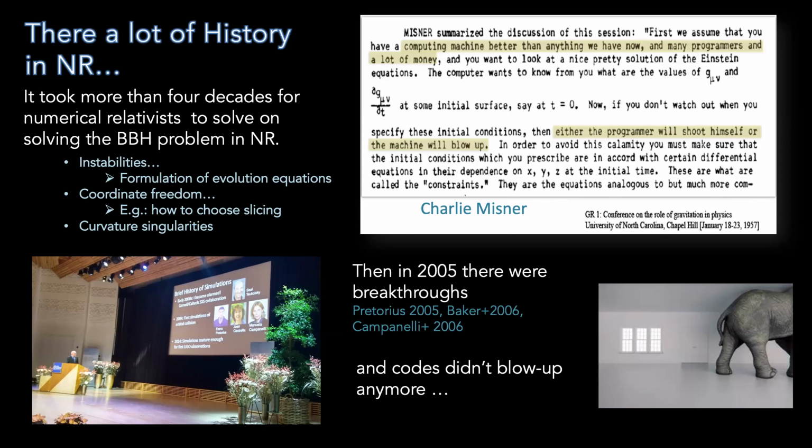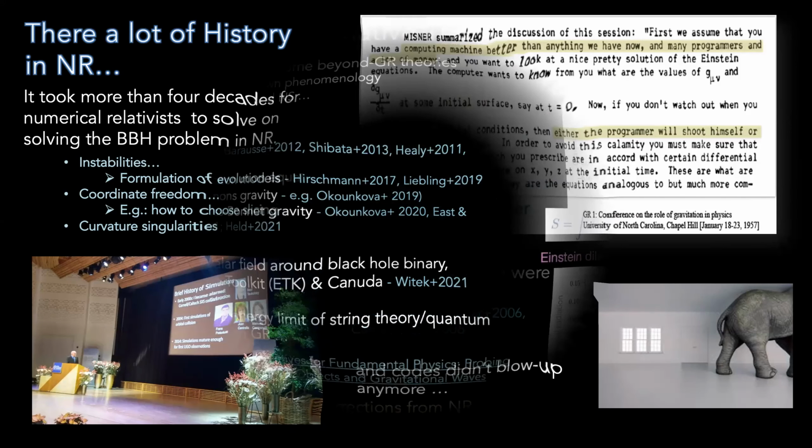Then we solved the problem. The code didn't blow up anymore. This happened with Franz Pretorius in 2005 first, and then the following moving puncture approach that was developed by the NASA Goddard and my own group back in 2006. And the codes really started to work, and this big elephant that you see leave the room.